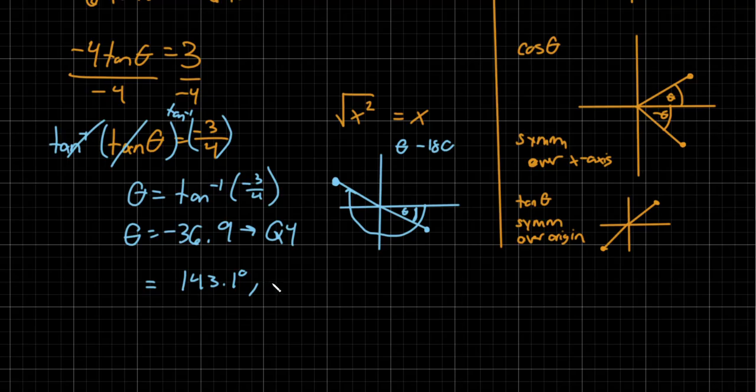-36.9, and this one is good. If I did theta minus 180, what would be the answer? 216.9. All of these are answers, perfectly fine. It keeps going on forever and ever. We can just keep adding or subtracting 360, a full circle.